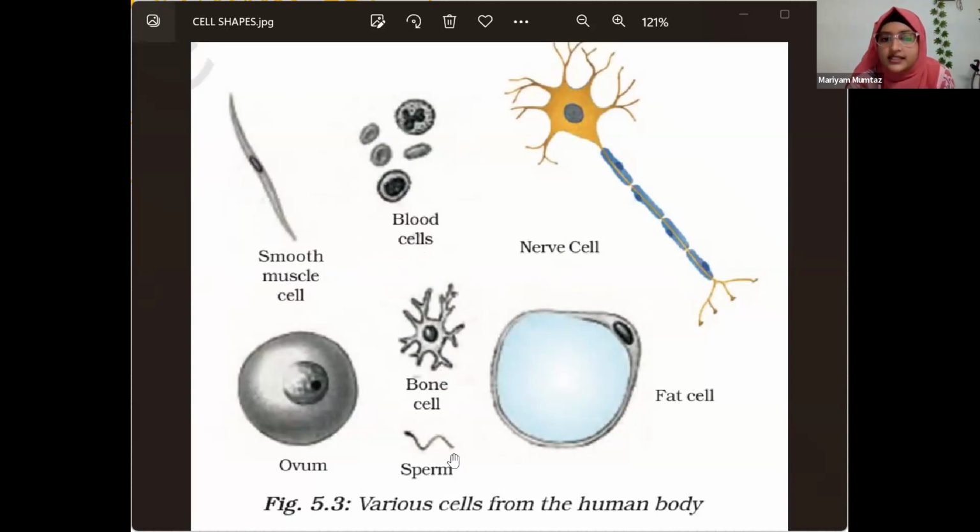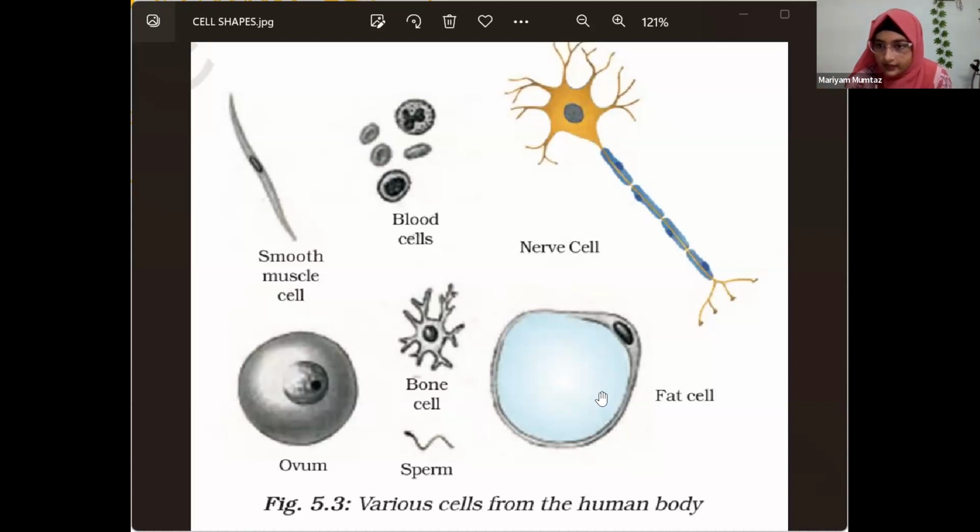Then there is a bone cell. Now this is a sperm and this is an ovum. It is the egg produced in the female body and sperm is produced in the male body. Then this is a fat cell. Now do you see such a wide variety of cells, right? All of them are different from each other, but all of them are cells.